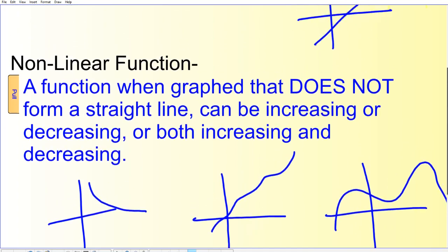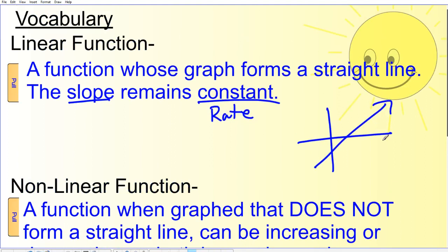Linear functions come in two varieties. It either goes up and it's increasing, or it goes down and it's decreasing. I lied. You could also have one that's more like this, where it's constant. It's not increasing, it's not decreasing, it's horizontal. You can have that as well.